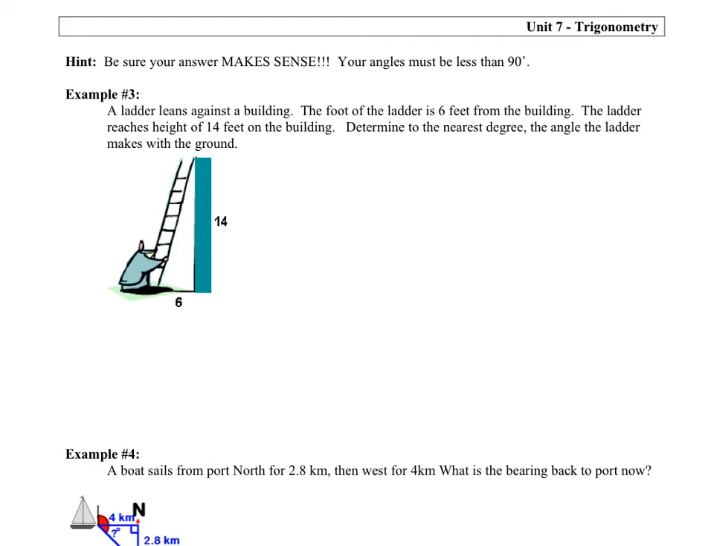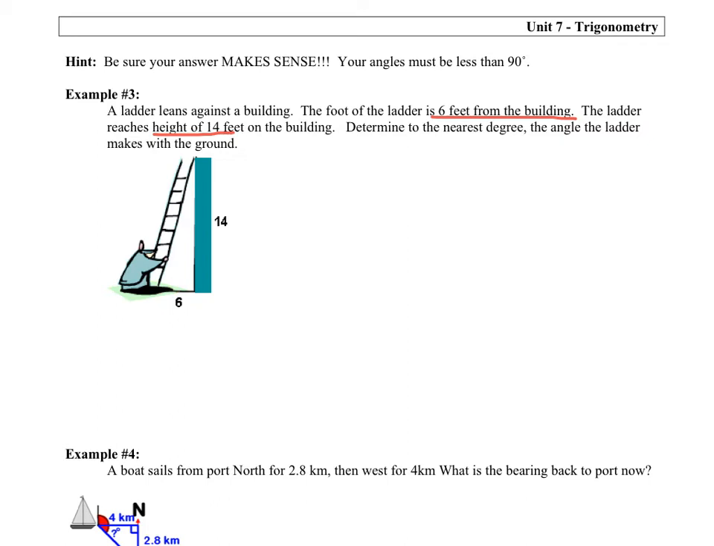Let's try two word problems. A ladder leans against a building. The foot of the ladder is 16 feet from the building. The ladder reaches a height of 14 feet on the building. Determine to the nearest degree the angle the ladder makes with the ground.